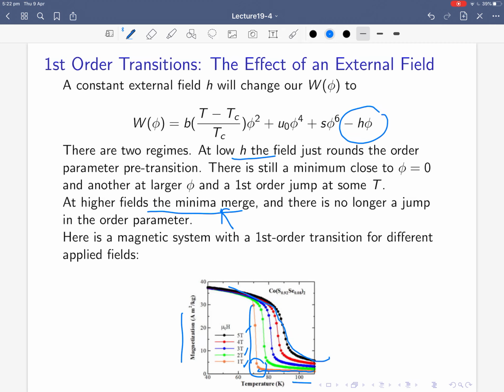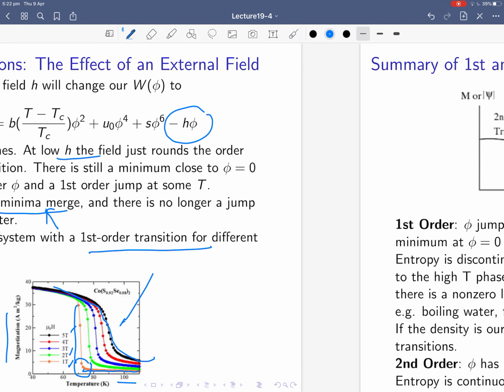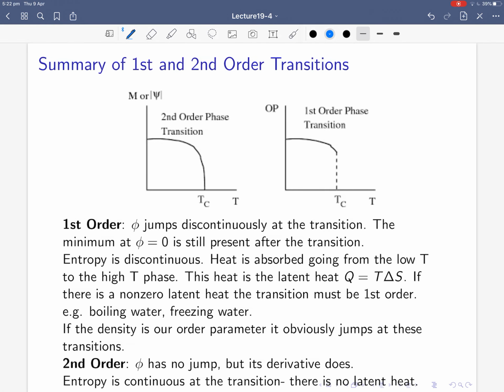The minima in the system in fact merge, and if you plot it in Mathematica, you can see that. So this is a magnetic system with a first order transition for different applied fields, except that eventually the first order transition for high enough fields is totally wiped out. So that's very quickly what happens if you have an external field, and you can go to Mathematica and play around with it yourself and see what the result is.